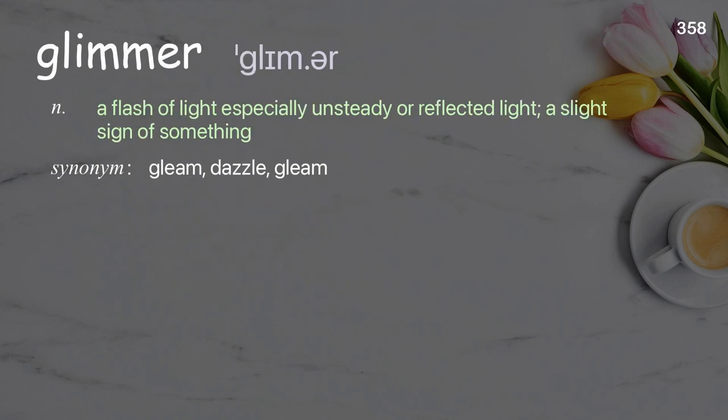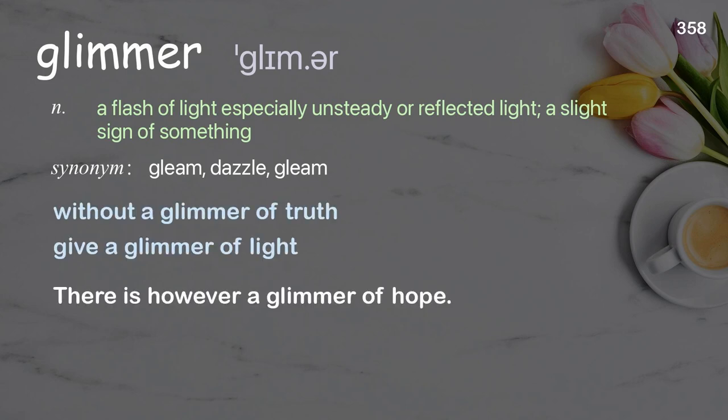Glimmer: a flash of light, especially unsteady or reflected light; a slight sign of something. Examples: without a glimmer of truth. Give a glimmer of light. There is, however, a glimmer of hope.